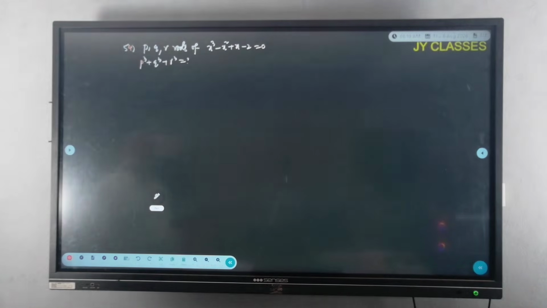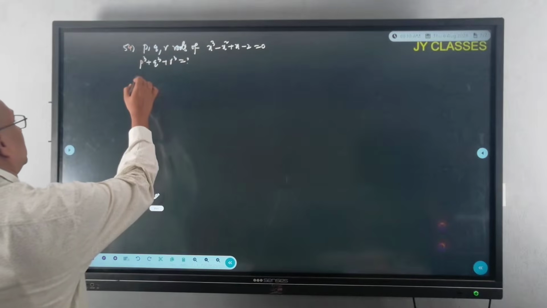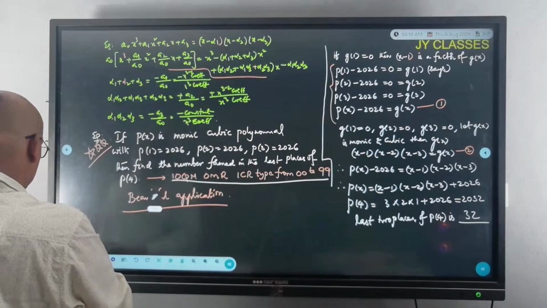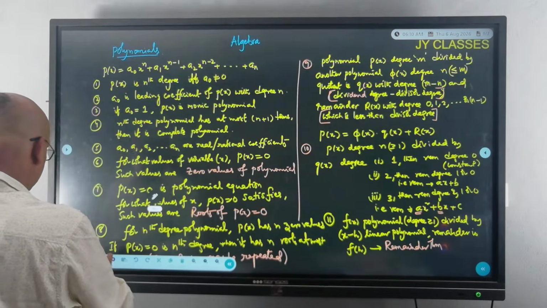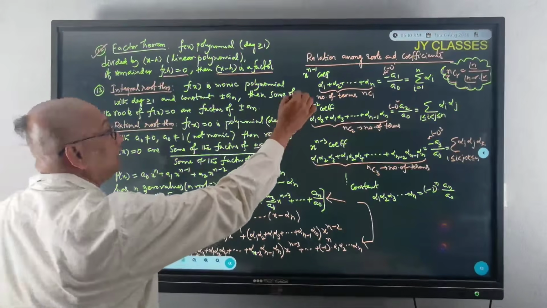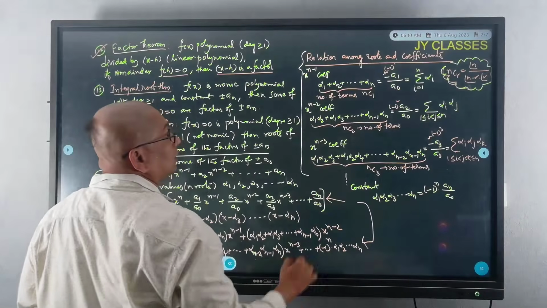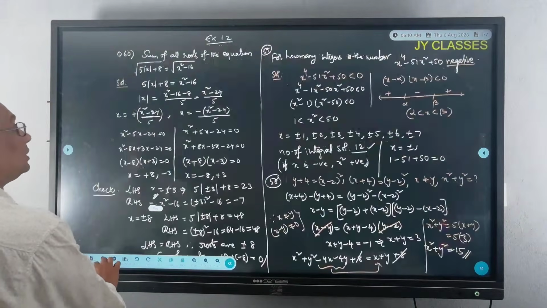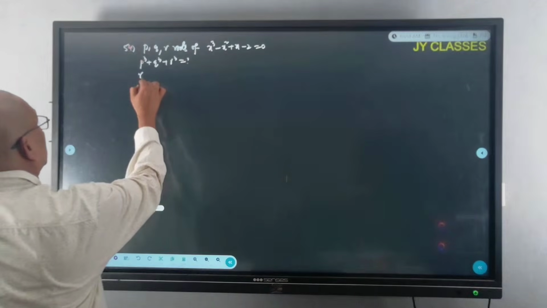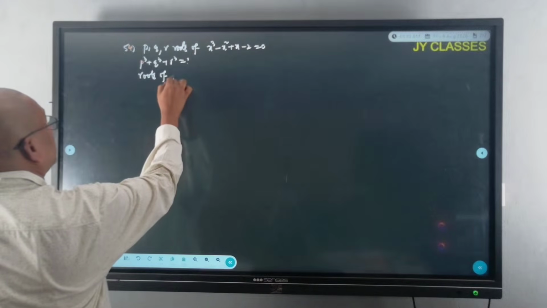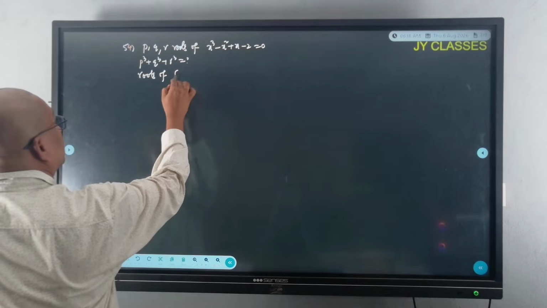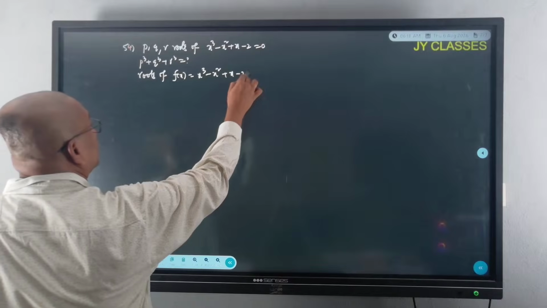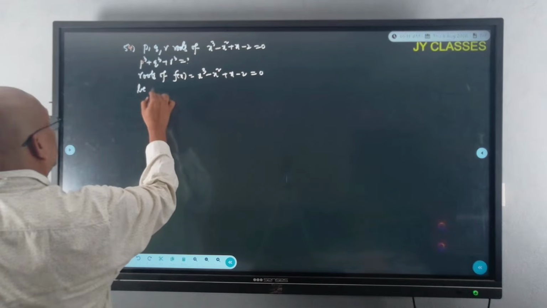So in the regular way we can solve it. We know the relation between coefficients and roots. This is the concept, relation between coefficients and roots. By using this concept, let the roots of f(x) equal to x cube minus x square plus x minus 2 equal to 0 be p, q, r.